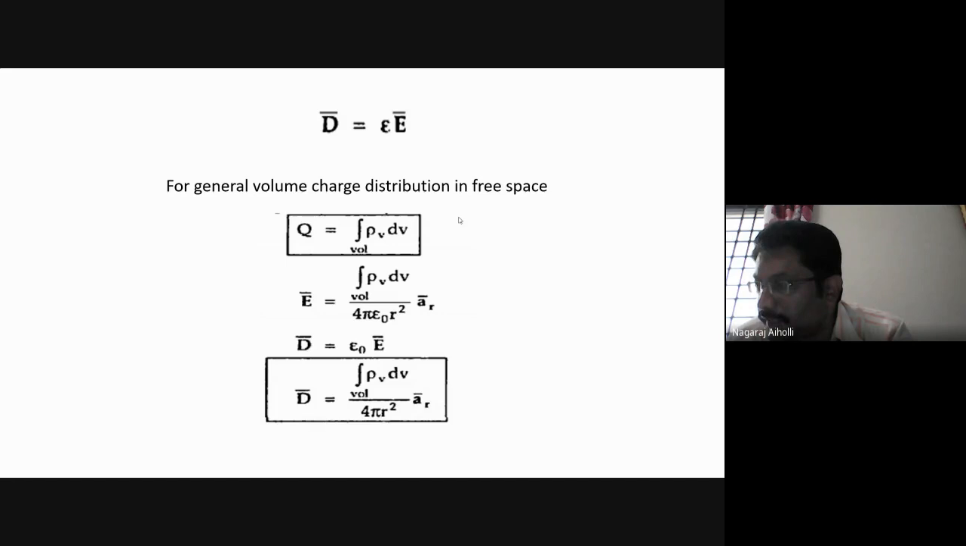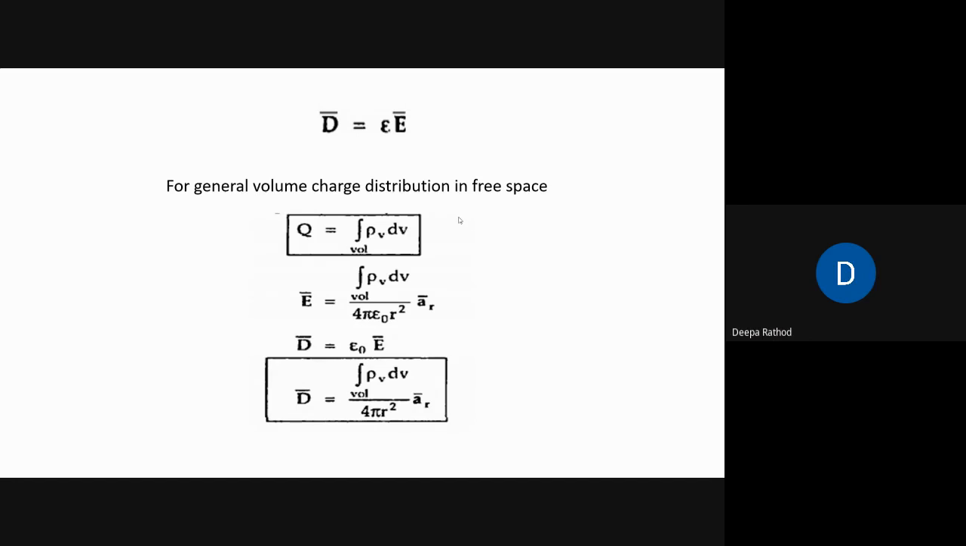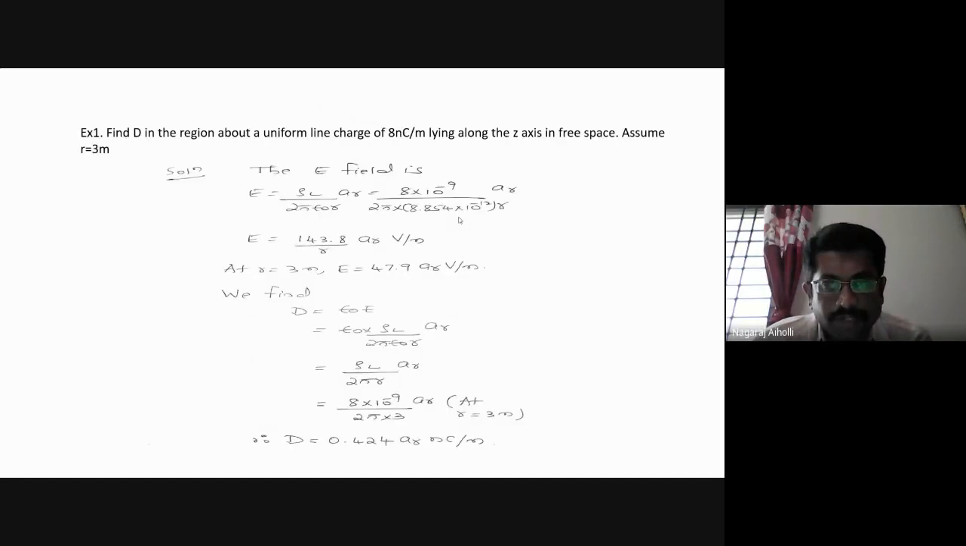Substitute rho L. Rho L is 8 into 10 to minus 9 divided by 2 pi into epsilon naught, which is 8.854 into 10 to minus 12. Find out that value, how much you are getting in terms of AR and R. 143.8. Is it not? It is 143.8 divided by R, AR bar volt per meter, electric field intensity in volt per meter.